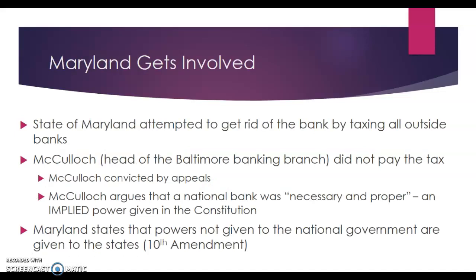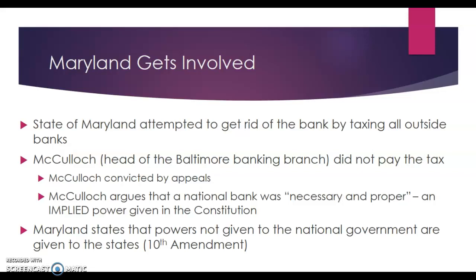So how does Maryland get involved? Well, the state of Maryland is attempting to get rid of the bank by taxing all outside banks that are not based in Maryland, and hence this first national bank is going to get taxed. Well, McCulloch, who was the head of the Baltimore banking branch, did not pay the tax. And what do you know? He actually gets convicted, and as a result, he's going to appeal this.